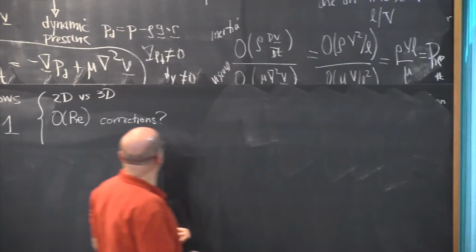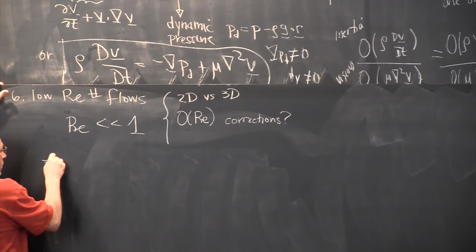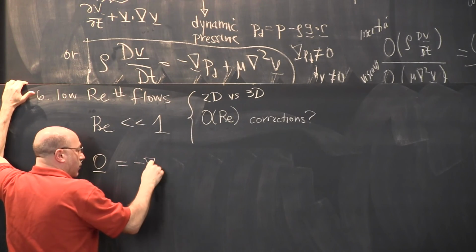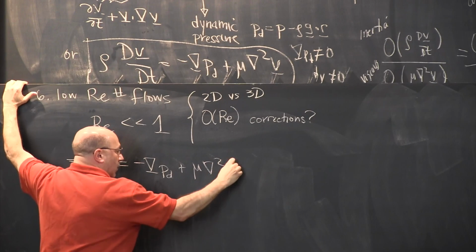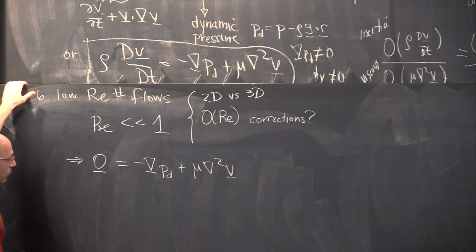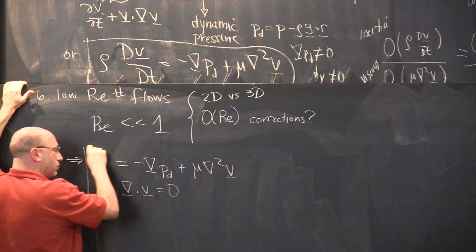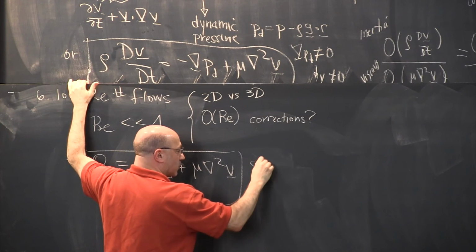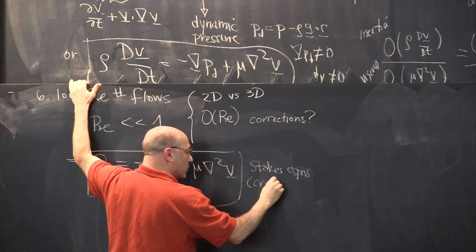But nevertheless, when the Reynolds number is small, we neglect inertial effects. And so in this limit, we end up with the equation of motion that there's no acceleration, there's a pressure gradient, and there's a viscous term. And we're considering an incompressible flow. And so these are generally called Stokes equations. Some people like the term creeping flow equations.